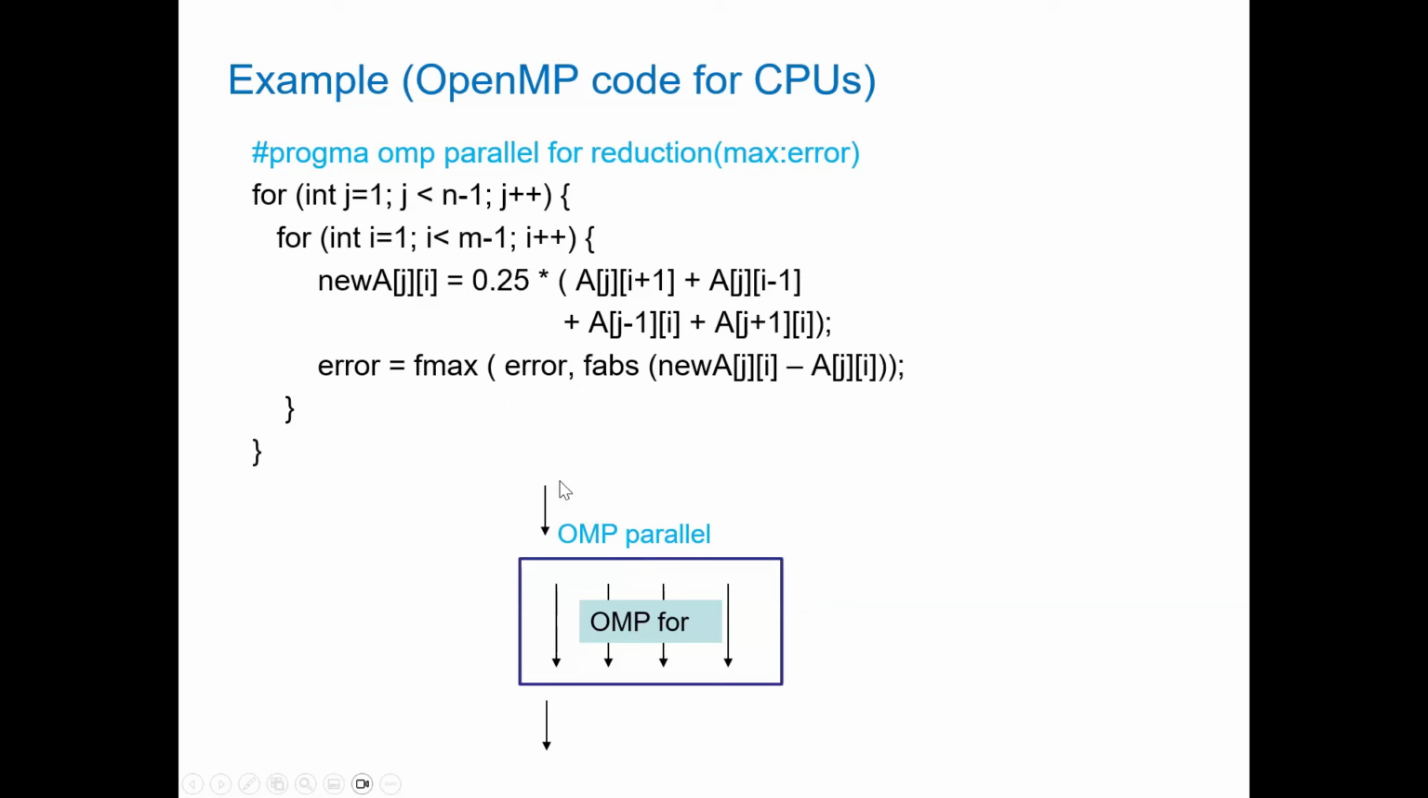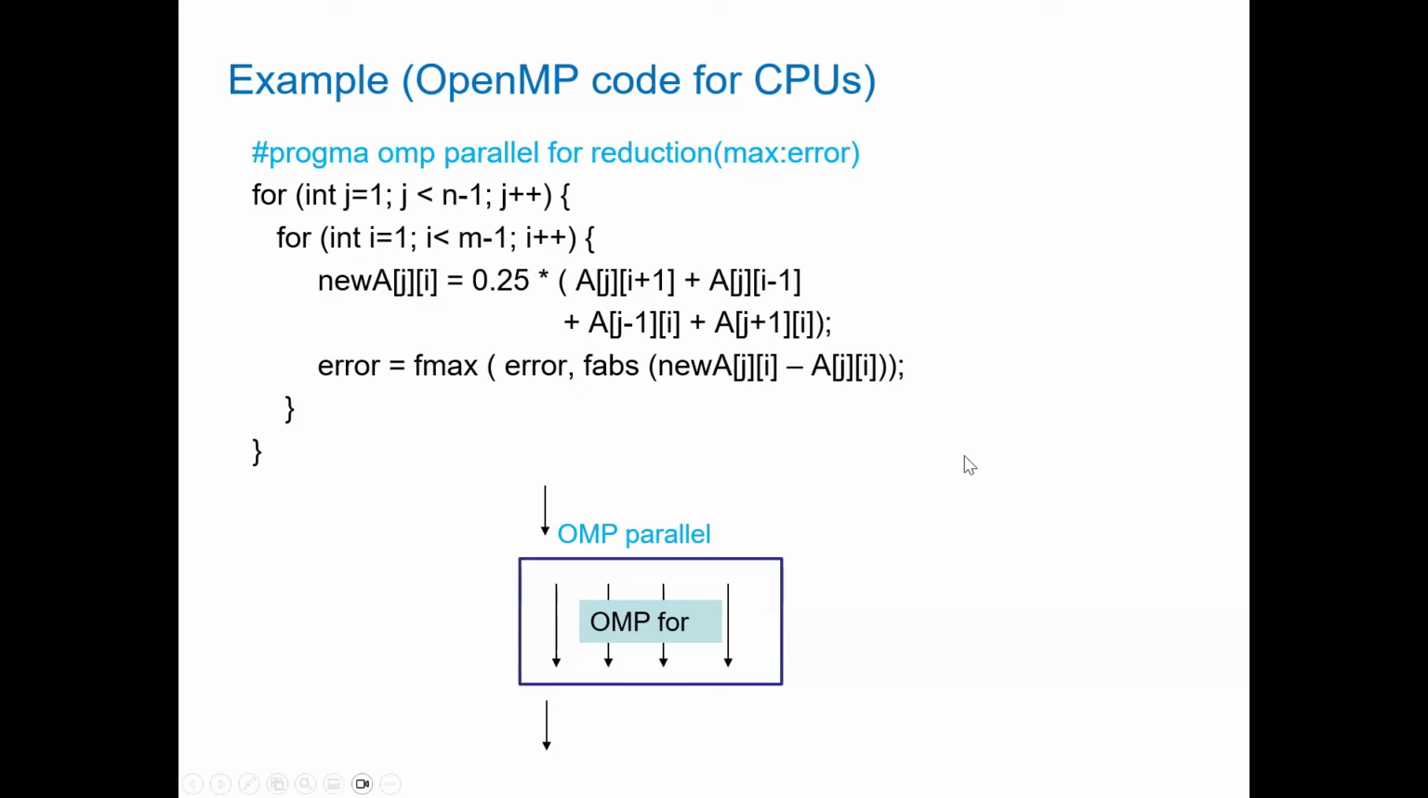In this case we're talking about CPUs. So when the code gets here, it will open a team of threads, depending on how many CPUs you want to use. And then your data, your loop work, will be shared by a team of threads. And at the end, we get the results.